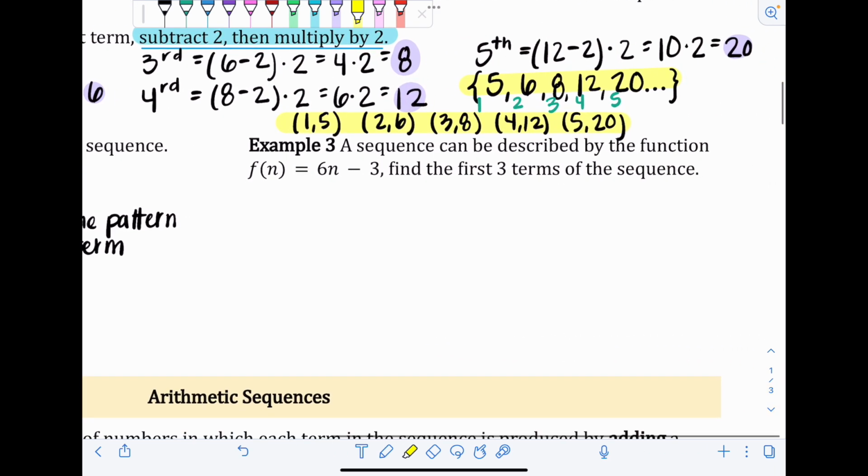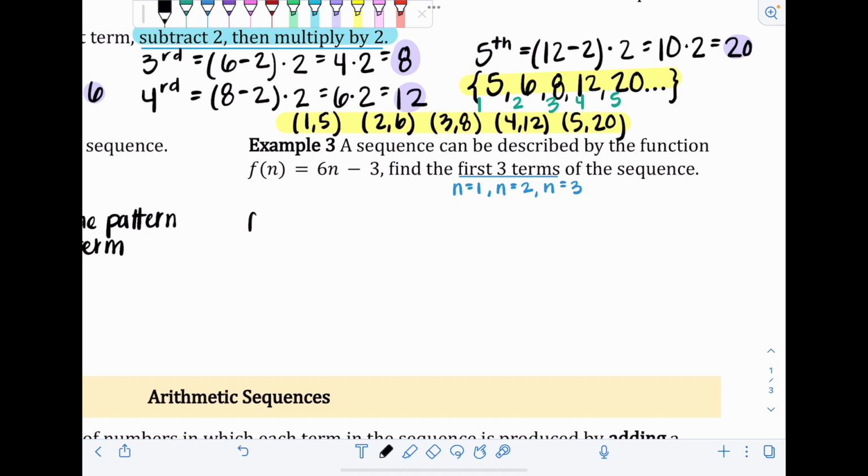Okay, moving on to example 3. A sequence can be described by a function as well. This is read as f of n equals 6n minus 3, and it asks us to find the first 3 terms of the sequence. What that means is the first 3 terms would be n equals 1, n equals 2 for the second term, and then n equals 3 for the third term. So we're going to evaluate the function 3 different times to find the first 3 terms.